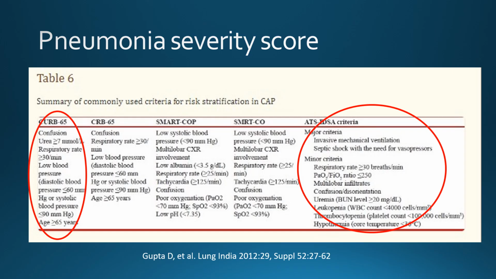What is the pneumonia severity score? We have various scores like CURB-65, CRB-65, SMART-COP, or SMRT-CO, or ATS/IDSA criteria. You can refer to the article by Gupta D. et al., Lung India, published in 2012, for the same.